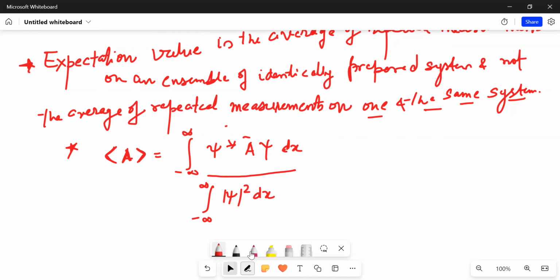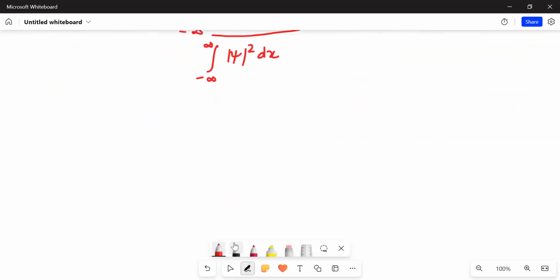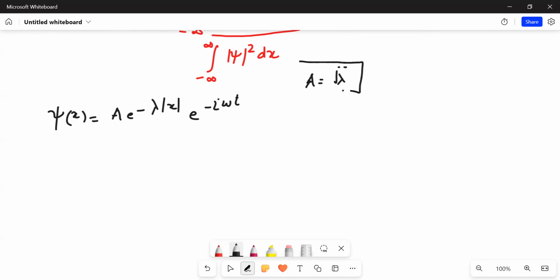So let us take the same wave function that we did take before and try to find the expectation value of x and x square. Let us take the same wave function psi of x equals A e to the power minus lambda modulus of x, e to the power minus iota omega t, and we know that this A we have found already, it is equal to root over lambda. This normalization we have already found.